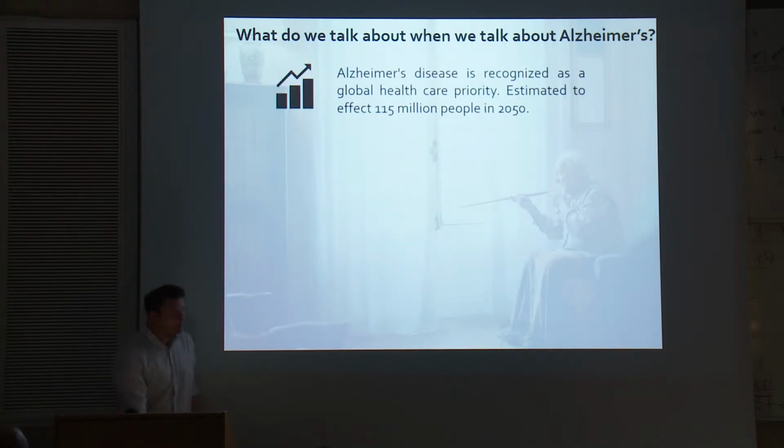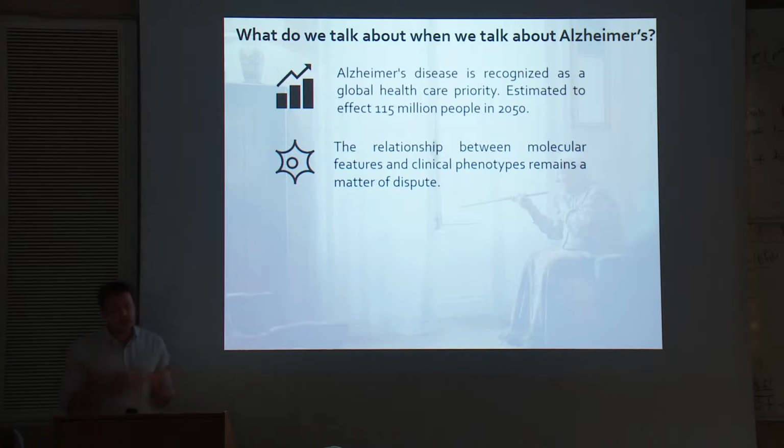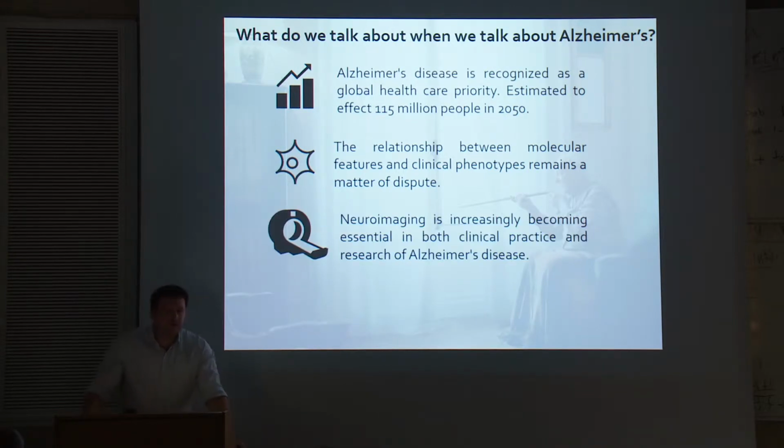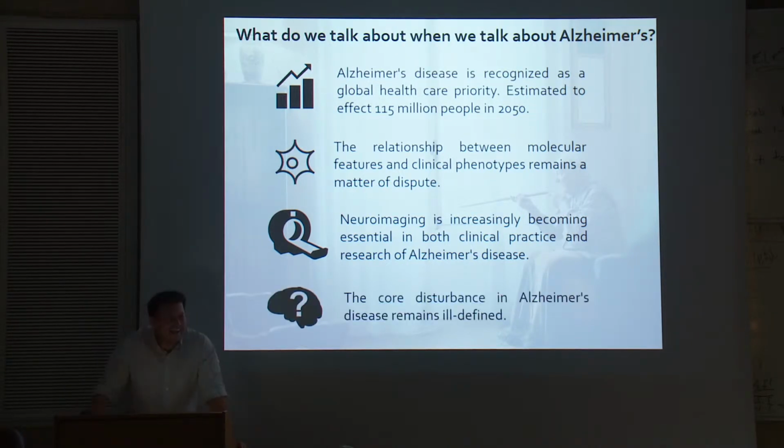So what do we talk about when we talk about Alzheimer's disease? Alzheimer's is being recognized as a global health issue, as it's estimated to affect 115 million people in 2050. And despite decades of research, the relationship between the primary histopathological findings remains a matter for debate. On the other hand, neuroimaging is becoming more and more essential in both clinical practice and research of Alzheimer's disease. And finally, the core disturbance in Alzheimer's remains ill-defined.